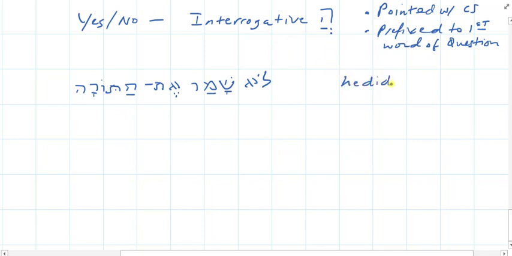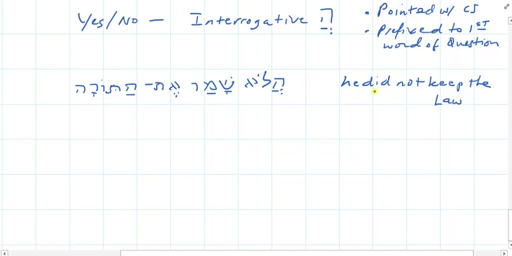So this is "he did not keep the Torah or law." Okay, so that's a statement of fact. Lo shamar et haTorah. Now, what if I take this affirmative sentence and I add a ha to the first word with the compound shva? Now what have I done? I have converted this to a question, right?